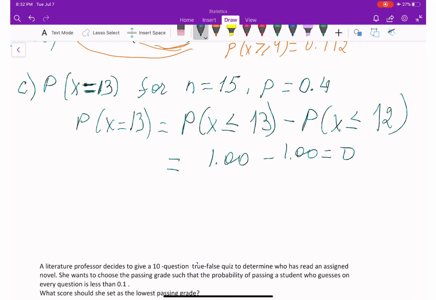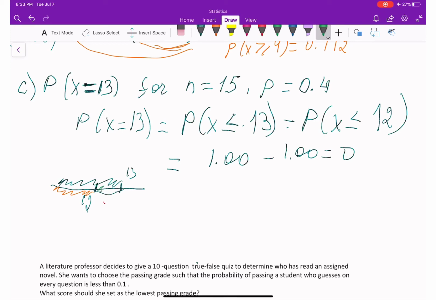To find x equal 13, we are taking x less than or equal to 13 minus x less than or equal to 12. That will give you 13 in the middle. Okay, so look here. Let me show you. This is my 13. This is my 12. So I want to know how much will be my 13. So less than or equal to 13 is this. Less than or equal to 12 is this. So if I subtract from each other, I will get the piece I am interested in, right?